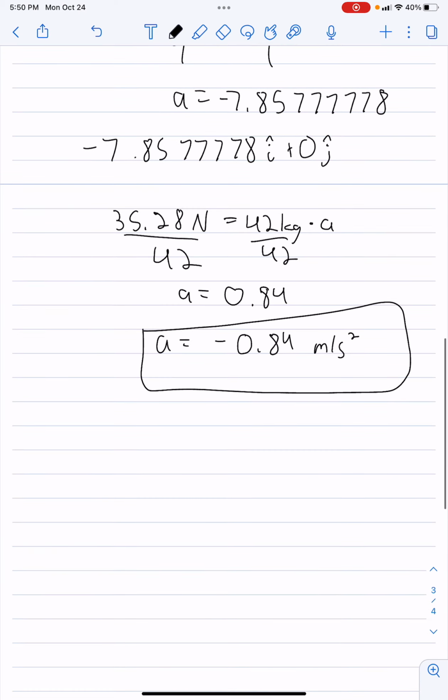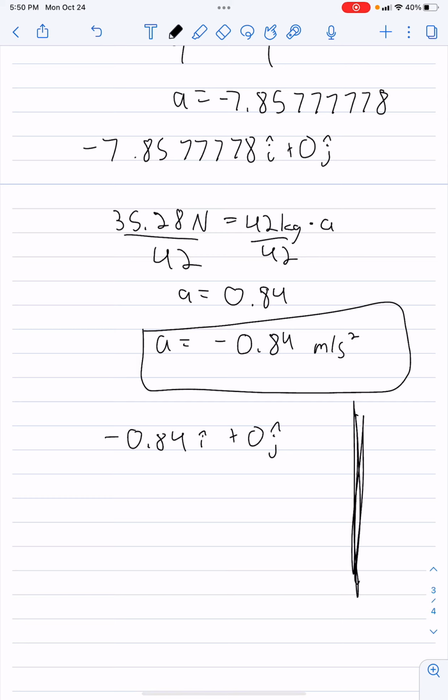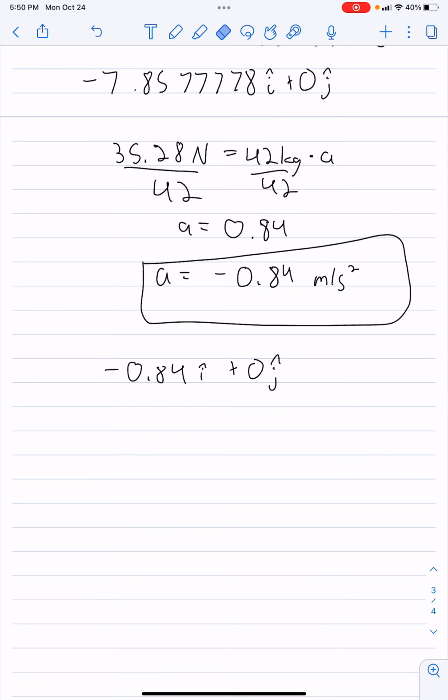If we want this in unit vector notation, it would be negative 0.84 i plus 0 j, because there is no movement in the y direction or the z direction. And that's it. That's the answers.